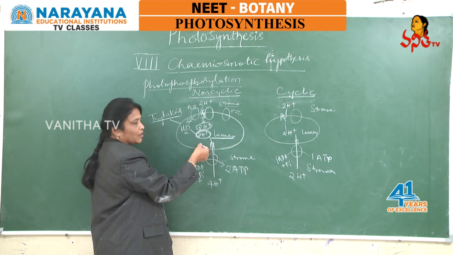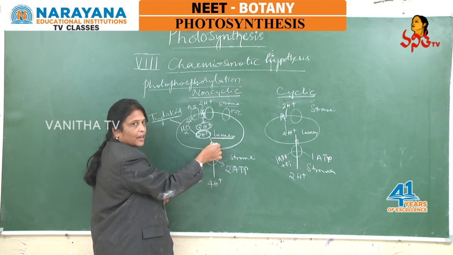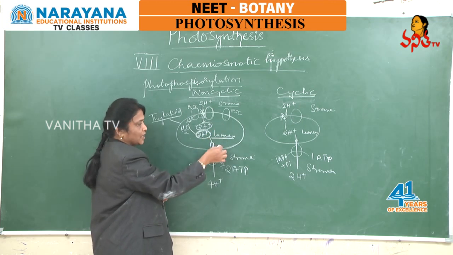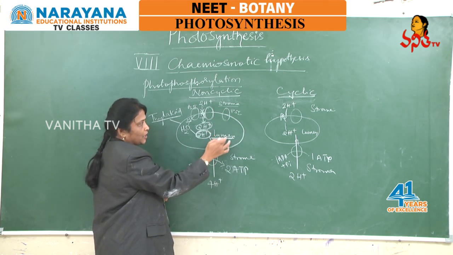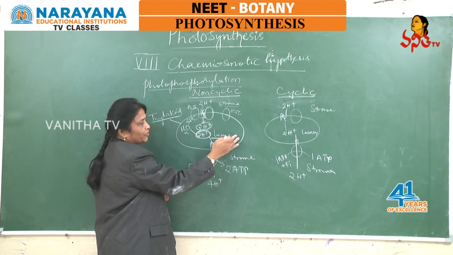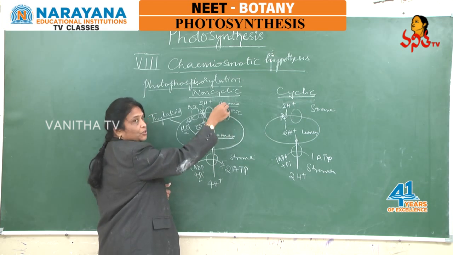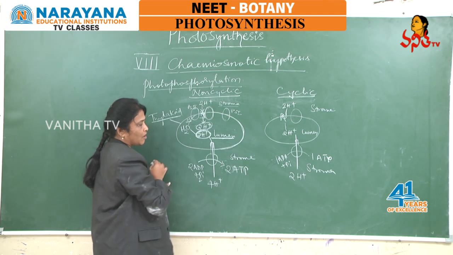due to this proton translocation as a result of electron transport observed here. That is called the proton concentration gradient by Peter Mitchell, and this is the driving force. How it drives, let us see. As the proton concentration gradient develops between lumen and stroma, due to the proton motive force the protons from the lumen try to move down into the stroma, but the thylakoid membrane is impermeable to protons.